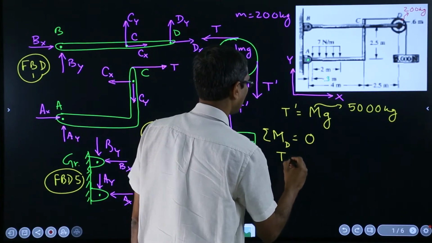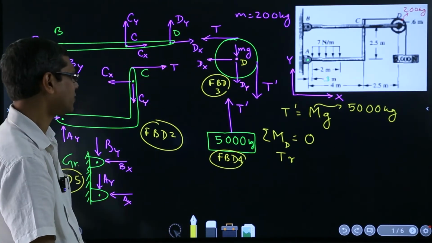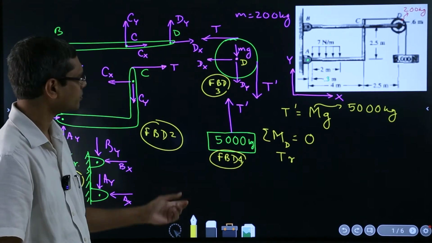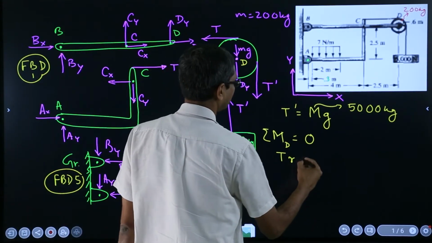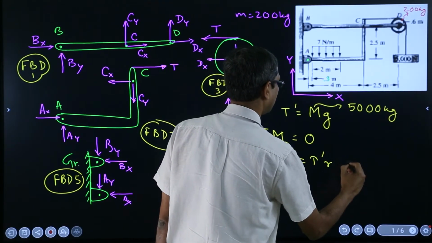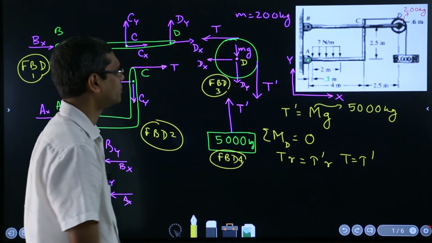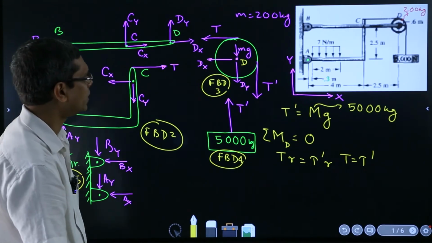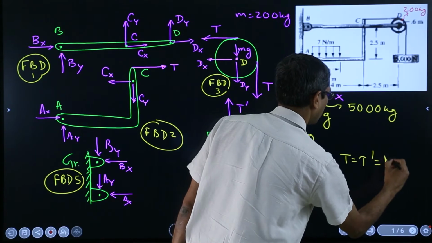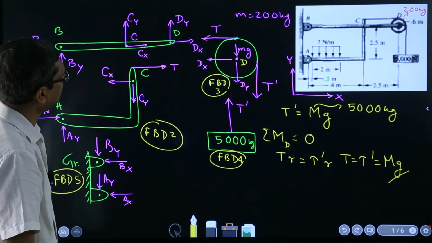Okay, so T times r. Here I am writing the scalar equation of the moment. Because it's a very simple case, I am not getting into the r cross F; I am simply writing the scalar version. So T times r is equal to T prime times r, which gives us that T is equal to T prime, which is also equal to 5000 times g, so mg. So this is nothing but mg. Okay, so that is one.